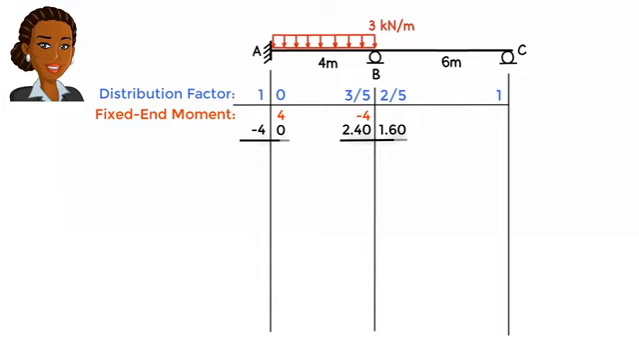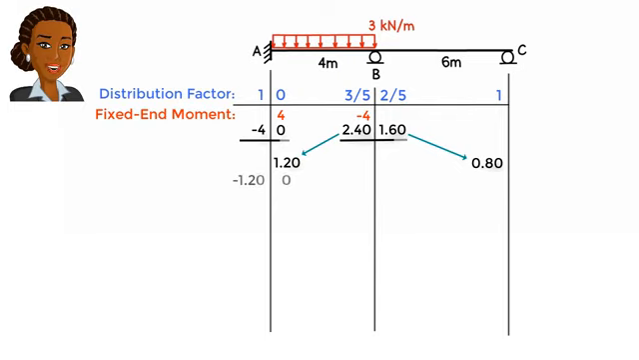Now we carry over half of 2.4 to the other side of member AB and half of 1.6 to the other side of member BC. But there is no need to carry over half of -4 to the other side of our imaginary member, since it is not a part of the real structure.